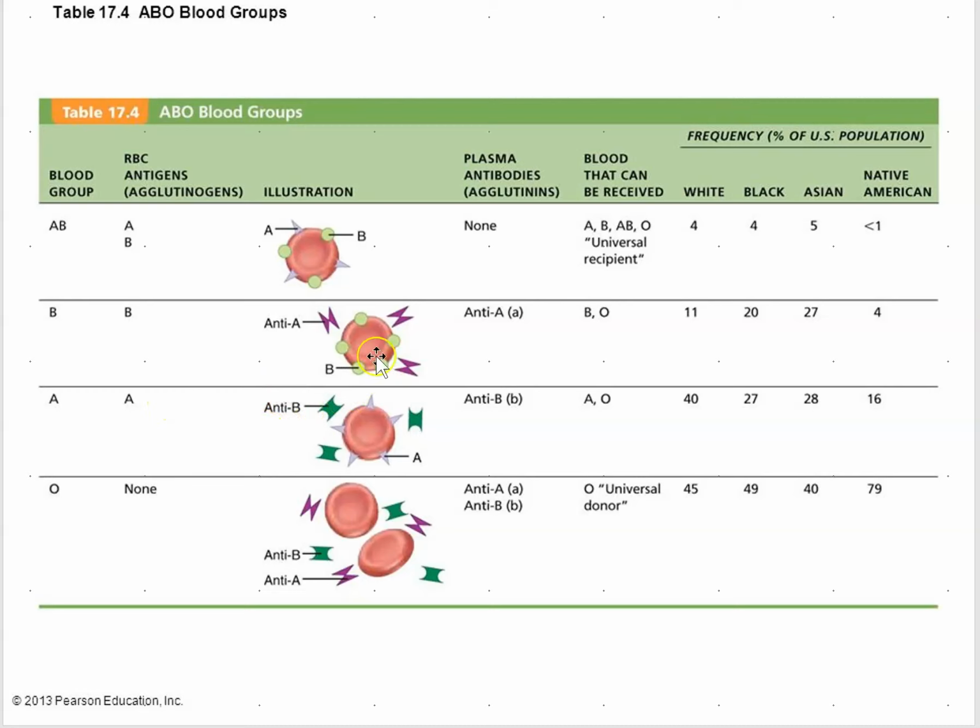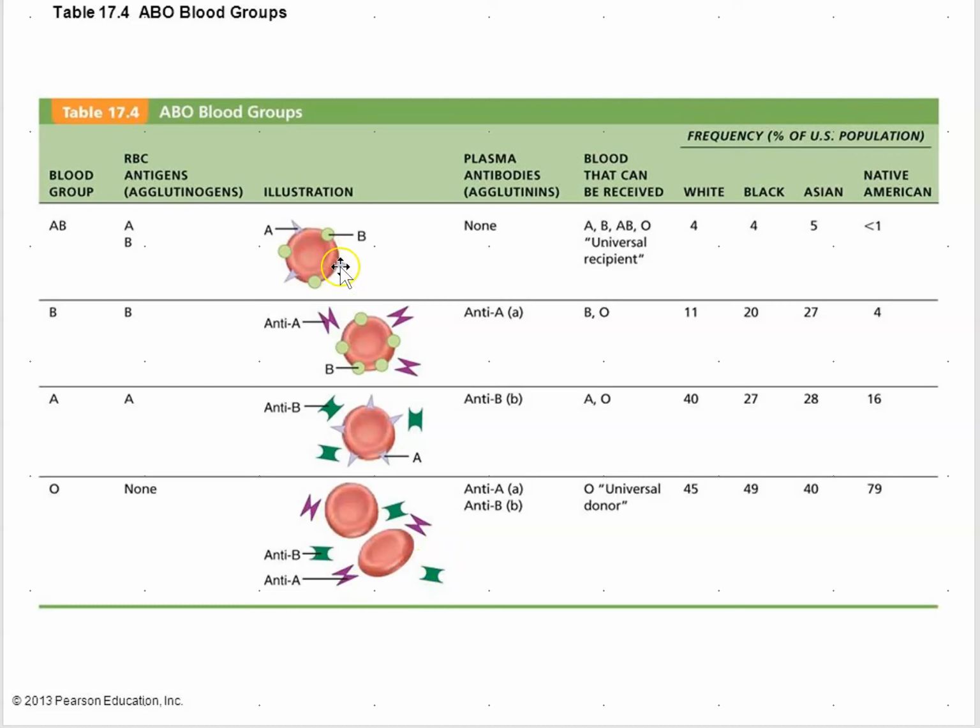And if you have type B blood, you have type B antigens on the surface and antibody A in the blood plasma. Okay. Now, a person with type O blood, keep in mind they don't have either A or B antigen on the surface. So in the blood plasma, they have both anti-A and anti-B antibodies.